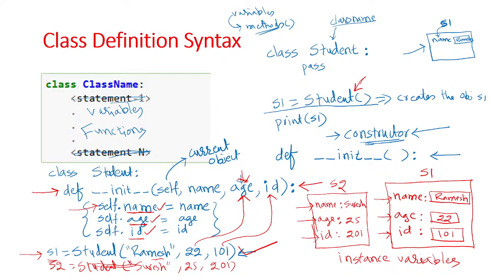So s1 will have name, age, id, and s2 will have name, age, id. Like different students have different names, ages and ids in the real world, similarly the programming objects also have their own copy of name, age and id values. So these variables, whatever we define, are called instance variables. Got it? Okay. So this is how, generally in Python, we create objects with the help of the init method.